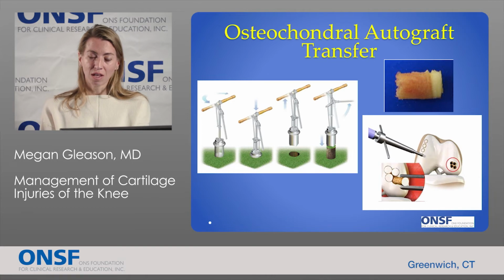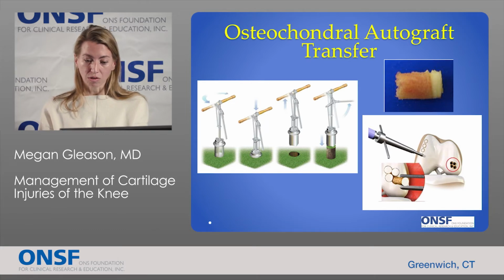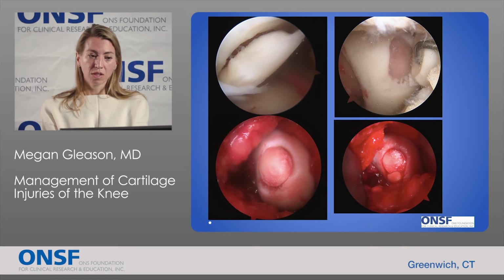So essentially what you're seeing on the upper right side of the screen is a piece of bone with the hyaline cartilage attached to it. We take it from one zone and we transplant it to another zone. So these are some examples.